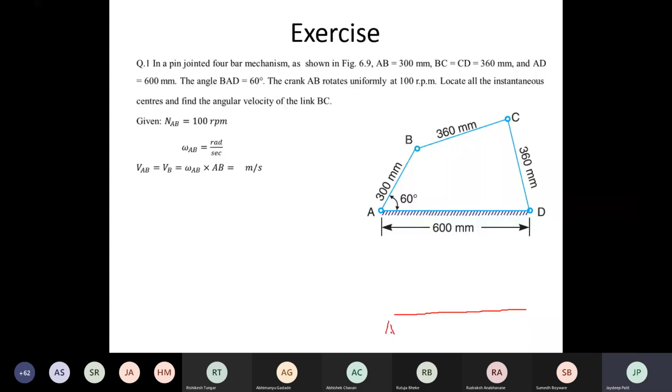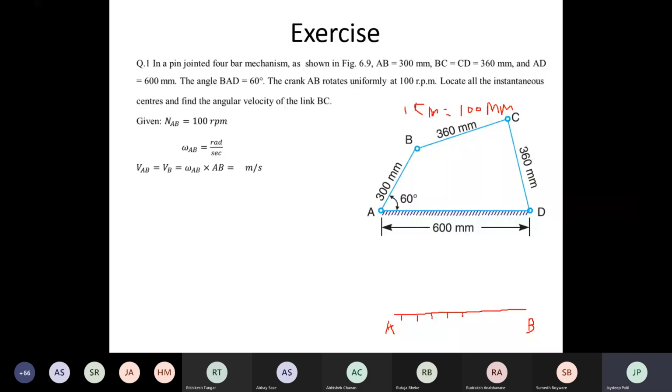How much scale have you taken? 1 centimeter is equal to 100 mm. Okay, suppose scale मैंने लिया 1 centimeter is equal to 100 mm. Okay, means ये 6 centimeter AD हो गया. Now it is your fixed link.